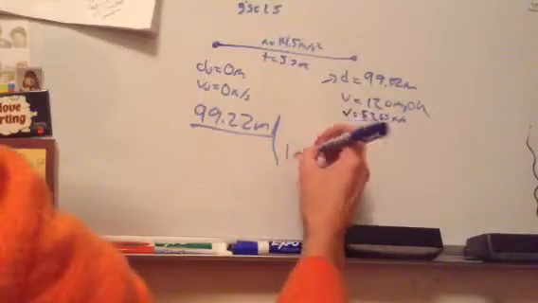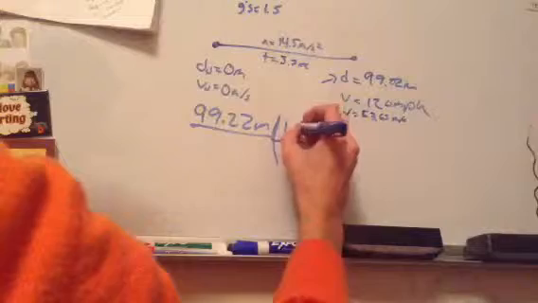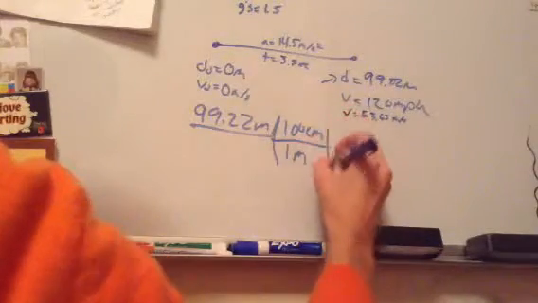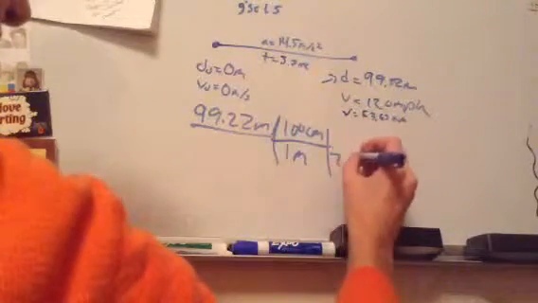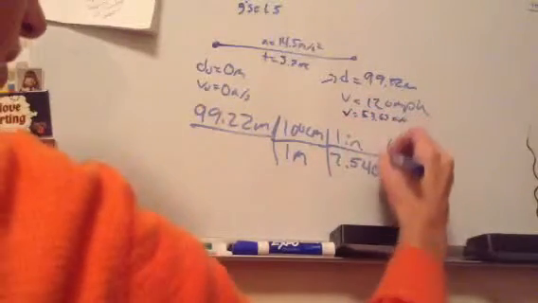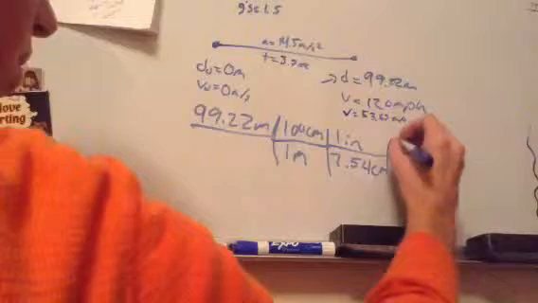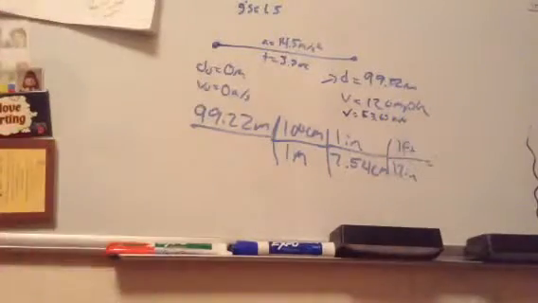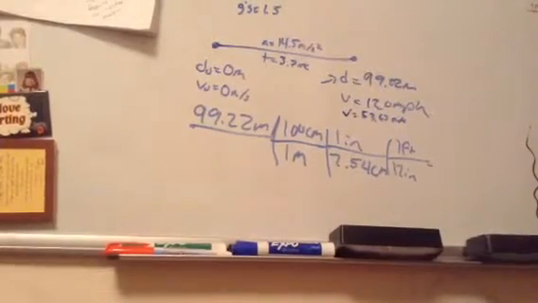1 meter, 100 centimeters. 2.54 centimeters, 1 inch. 12 inches, 1 foot. Good. Now let's figure out what is the length of that launch pad. How long in distance does it take for you to go 120 miles per hour?